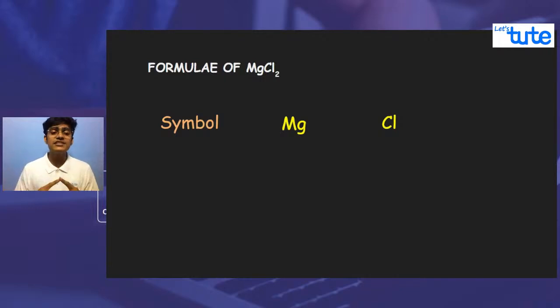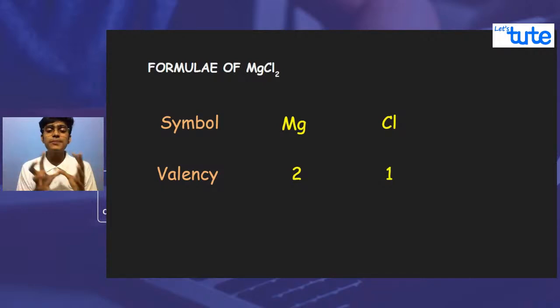And what is valency? Valency is nothing but the electrons in the outermost shell of an atom, which it can give or take. The number of electrons which it can give or take is known as the valence electrons, or the valency of that particular element. So we will write the valency of these elements. The valency of magnesium is 2 and the valency of chlorine is 1. Magnesium has 2 and chlorine has 1 as their valency.